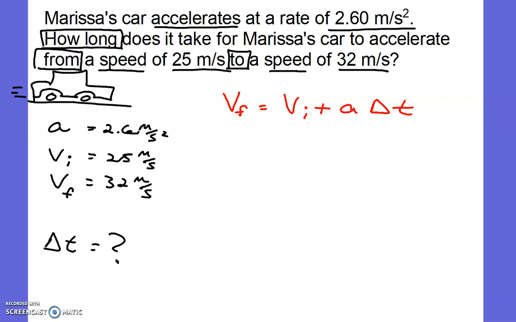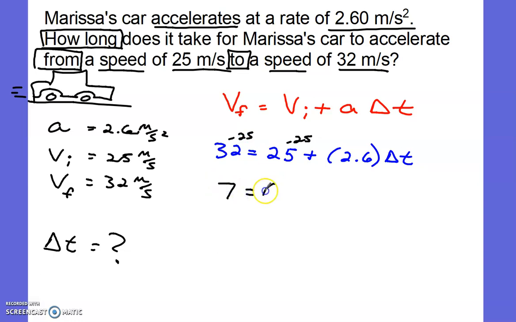And the next step is to substitute our numbers. We're going to put in that 32 is equal to 25 plus 2.6 times t. Whenever solving these formulas, the first step is to move everything that is not attached to the variable to the other side. So this 25 is not attached to my variable t. I'm going to move that to the other side by subtracting it. I then get that 7 equals 2.6 times t.